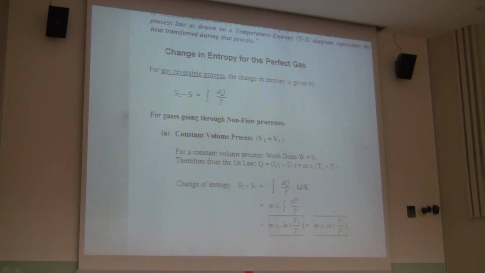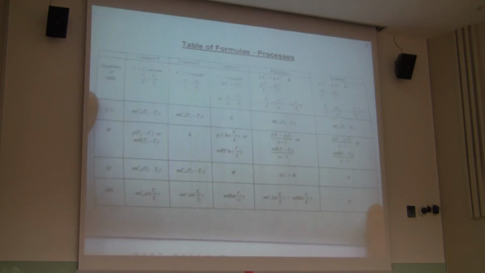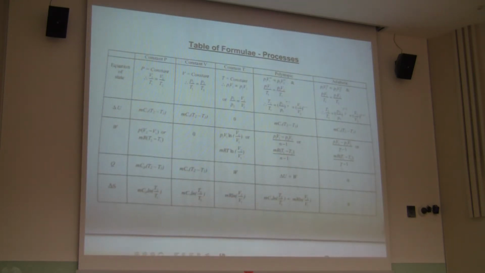In the last class, I'm sure you have seen this. I think we have gone through all this also, although at a very fast pace, but still we have gone through it. Last week we went through the equation of state, change in internal energy, work done, heat transfer. We notice we have a final row, which is change in entropy. So for the five processes, constant pressure, constant volume, constant temperature, polytropic, adiabatic, what are the changes in entropy?